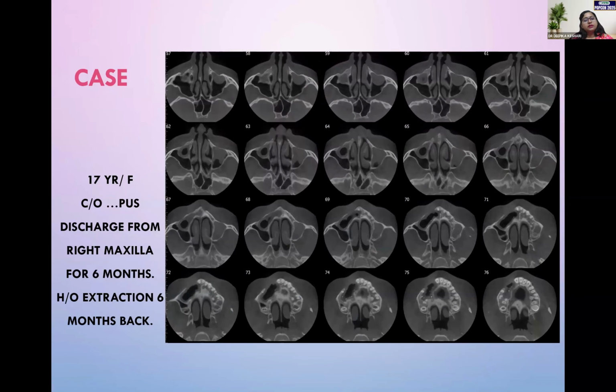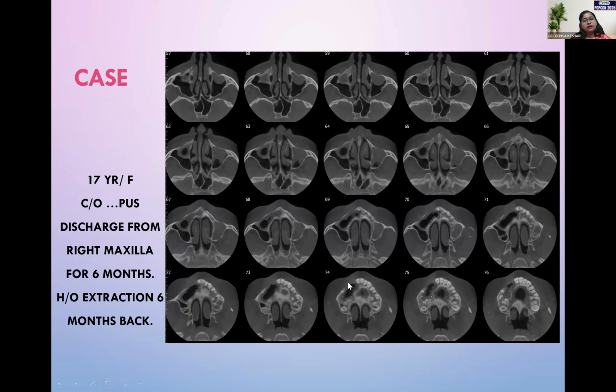Next is a 17-year-old female patient. She complained of pus discharge from right maxilla for 6 months. She gave a history of extraction 6 months back. Now, when you see these sections, we can see that the teeth are missing over here with a bone defect in the right maxillary alveolar process, which is communicating with the right maxillary sinus.